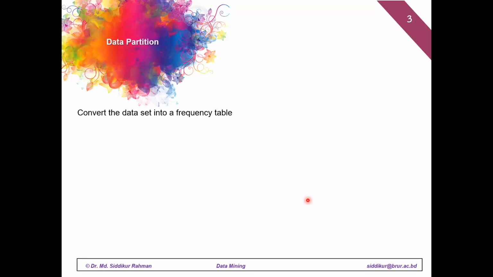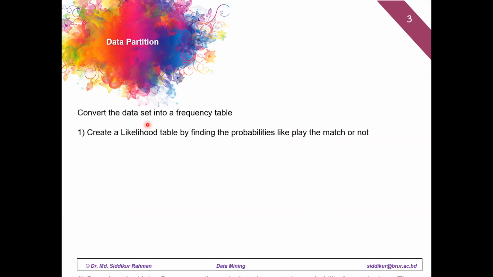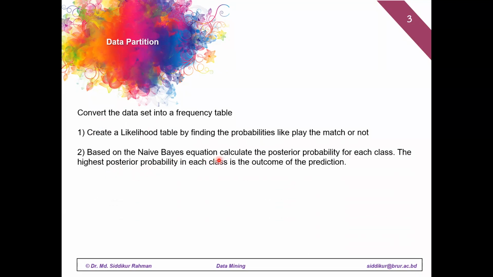So how does naive Bayes work? First, you have to convert the data set into a frequency table. Then create a likelihood table by finding the probabilities, like play the match or not. Likelihood is like the possibility. So what is the likelihood of the probabilities, like play the match or not? You have to create a likelihood table. Then, based on the naive Bayes equation, calculate the posterior probability for each class.